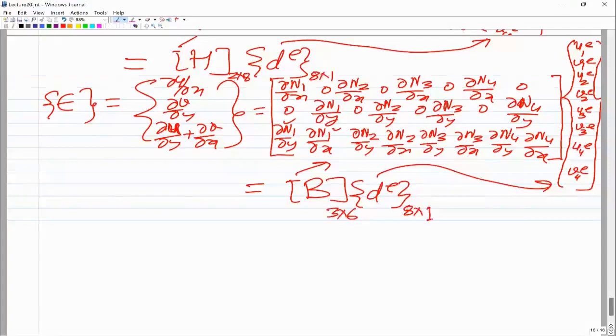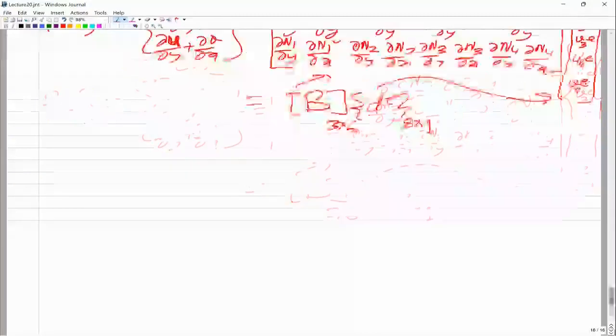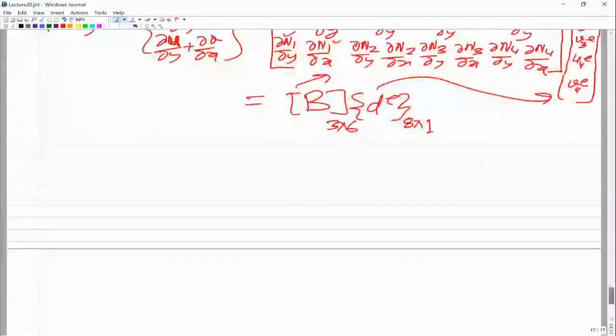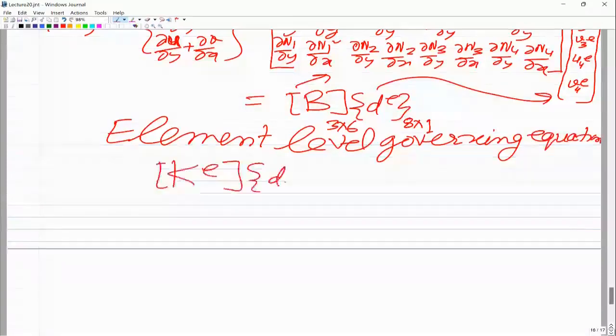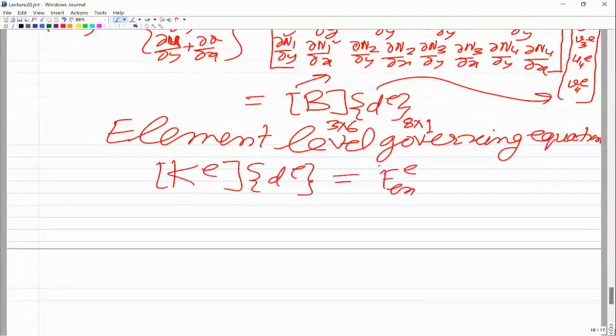So I am not again going into the derivation of the element level governing equations. I am just going to write them. So if you look at the element level governing equation, the form of the equation is the same, that is Ke dE equals F external for the element plus F internal for the element.